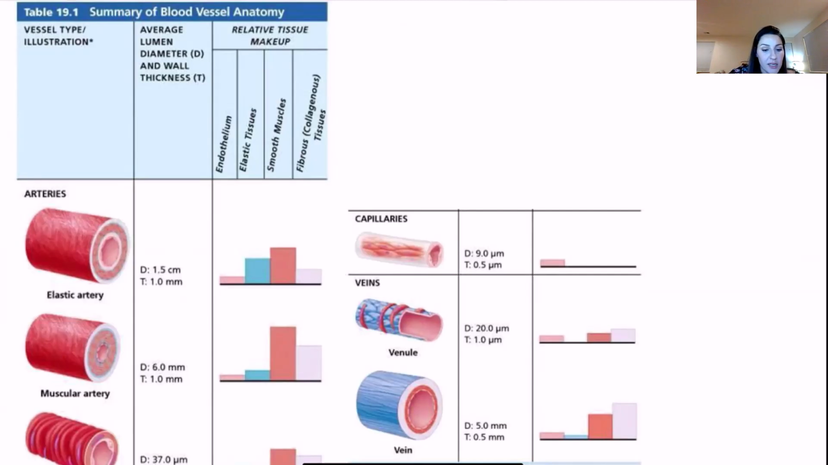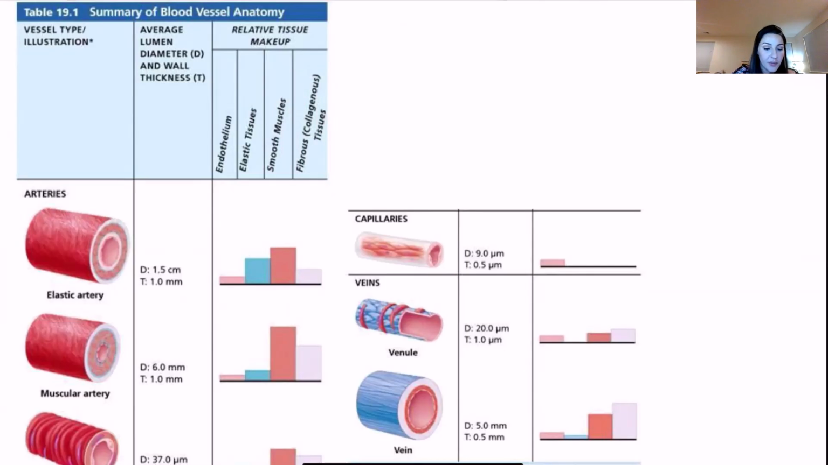And then this part, the next column, is the average lumen diameter. So that means how big is that part that blood flows through? How big is it? And how thick is that wall? Is it thick with one C or thick with many C's, okay? And then lastly, what kind of tissue makes it up, okay? So smooth muscle is the dark red here. We have endothelium, which is pretty much the same across the board. And then how much fibrous or collagenous tissue, that's the white. Just if you care to know.